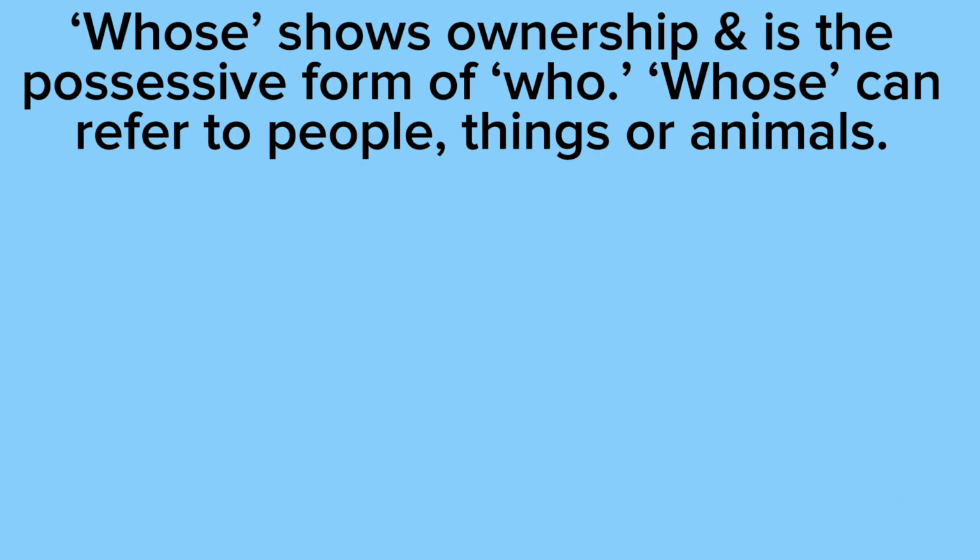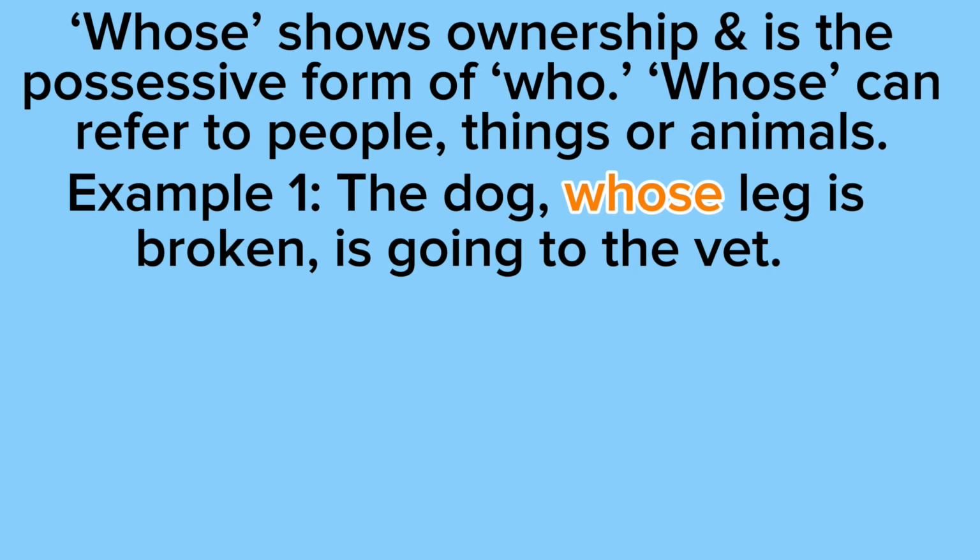Whose shows ownership and is the possessive form of who. Whose can refer to people, things, or animals. So example 1 says, the dog whose leg is broken is going to the vet. Whose is also commonly used to give us extra info about something. So like in example 1, if we take out whose leg is broken, the sentence will say the dog is going to the vet.